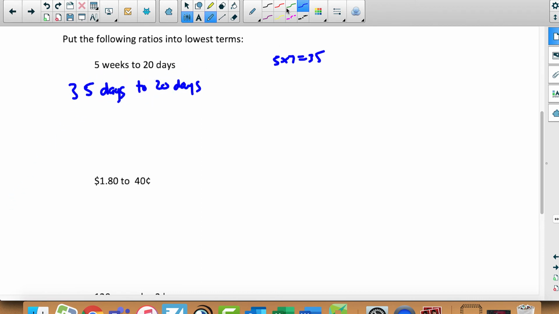But wait a minute, remember what I said? You don't actually write the units. Once you have the same units, you can just eliminate them. So you end up with 35 to 20. Hold on a second now. We want it in lowest terms. This is not in lowest terms.